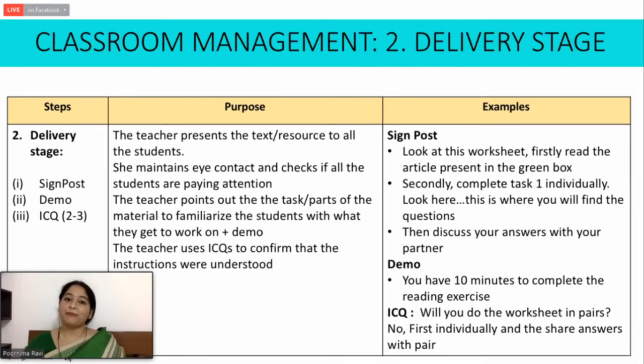That demonstration will help the child who might not have understood very well to get an understanding of how to go about doing the activity or task. After the demonstration, check with an ICQ. ICQ would be, would you do the worksheet in pairs? No. And then, how much time do you have? You'd say 10 minutes. So that way, when you have a chorus answer being given, or you could ask individually, Ramesh, how much time do we have to finish this task? He would give back an answer as 10 minutes. So when he gives that response, maybe the child who was not aware of the time would get the time limit from Ramesh. So always check with your instructions.